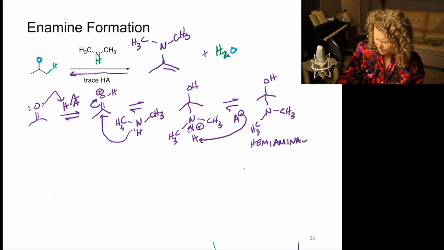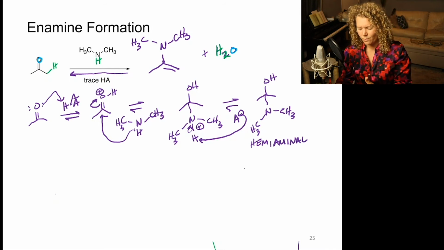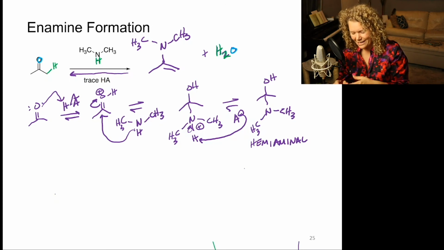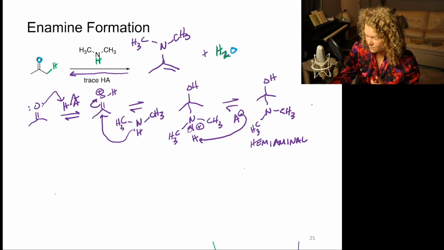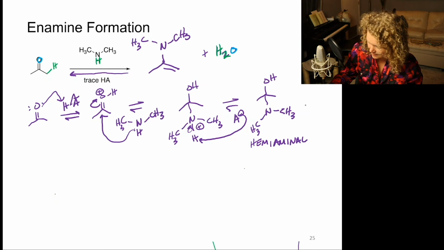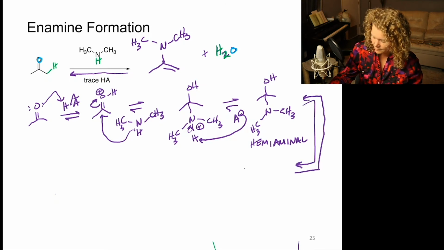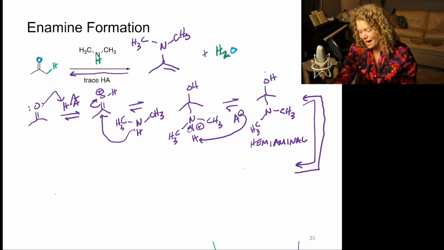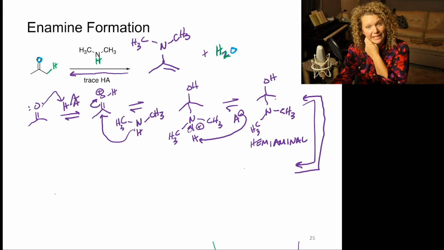We know that these are not stable and we wouldn't isolate this. So we need to keep going to make this more stable enamine product. The next step of the reaction is going to involve trying to make this OH group leave.